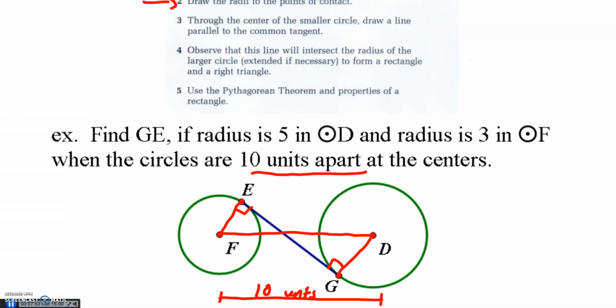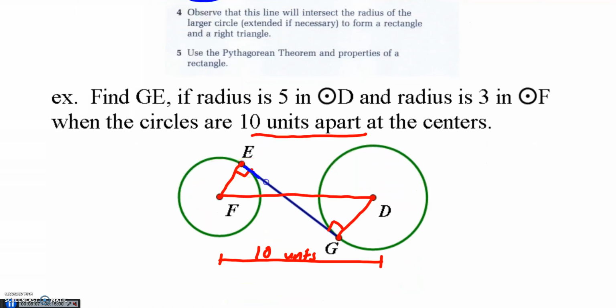Here's where following the procedure is very important, because if I look at step 3, we want to start from the center of the smaller circle. So from F, I want to draw a line that looks parallel to the common tangent. So this time, my common tangent is here. So from the smaller circle, I want to draw a line that is parallel to EG. And then because I'm just a creature of habit, let's go ahead and connect these. And so again, I have a rectangle that I created.